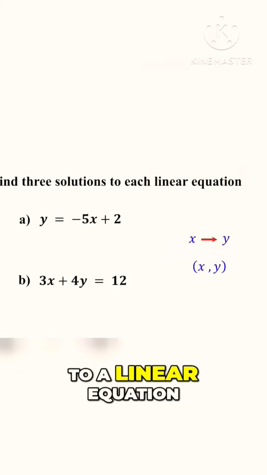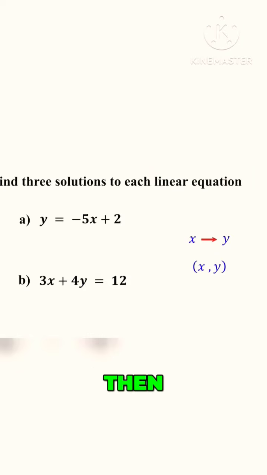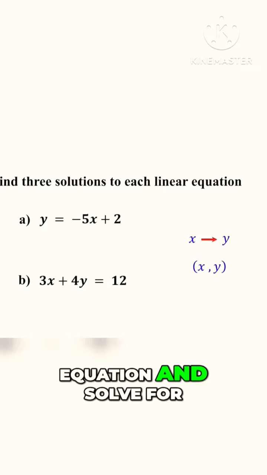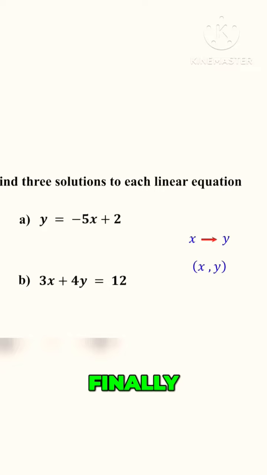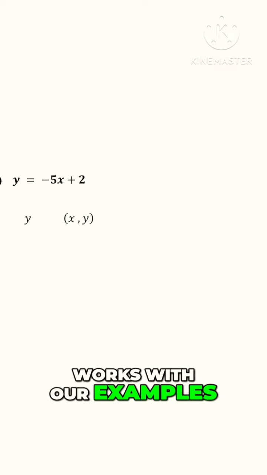Find a solution to a linear equation. First, choose a value for one variable. Then, substitute it into the equation and solve for the other variable. Finally, write the solution as an ordered pair. Let's see how this works with our examples.